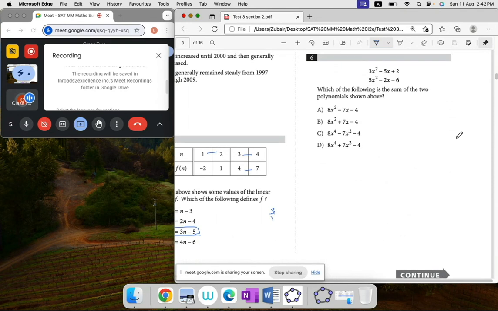Which of the following is the sum of the two polynomials? 5 plus 3, 8x square. The last two gone off. And 5, 6, 7 minus 7x. It is the first one.